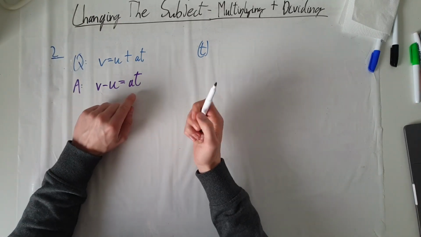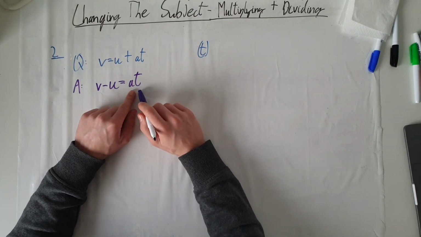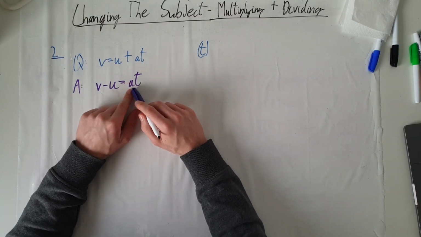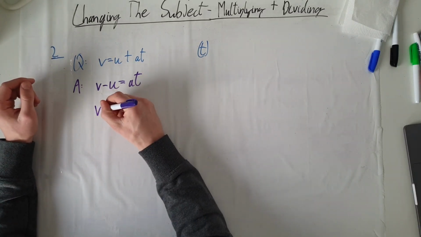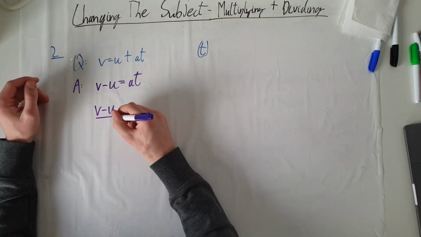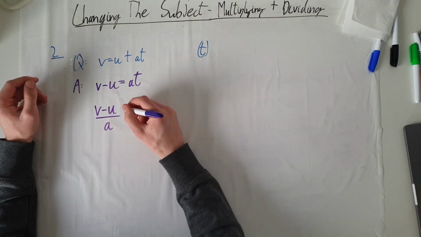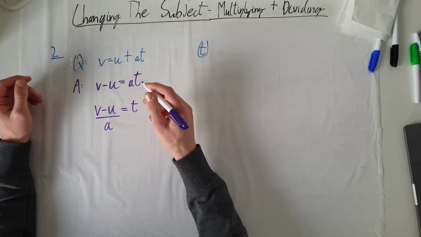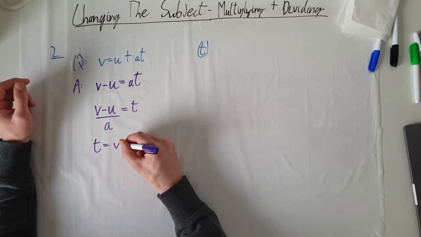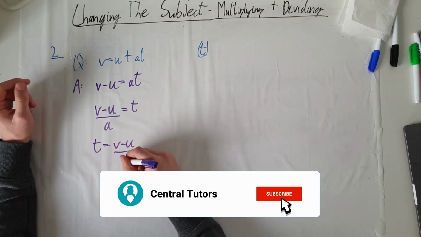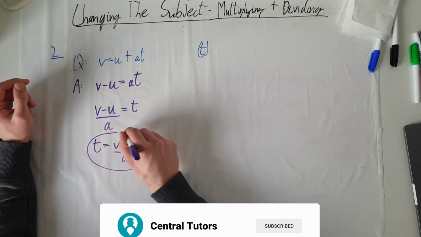Now, we want T to be the subject of the formula, and it's currently being multiplied by A. So to counter that, we divide both sides by A to give us V minus U, all over A, equal to T. Then again, we want it on the left-hand side for good form. T is equal to V minus U over A. And there's our final answer.